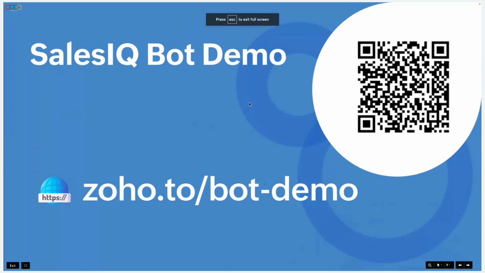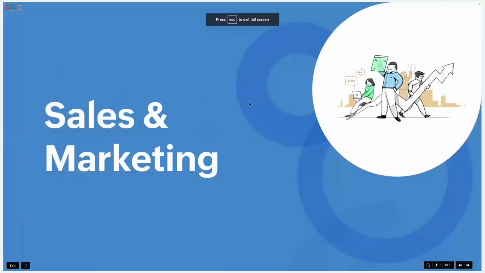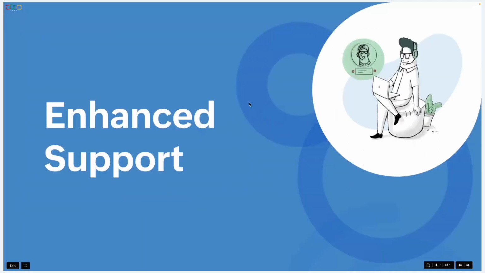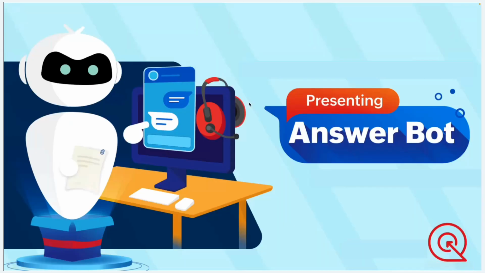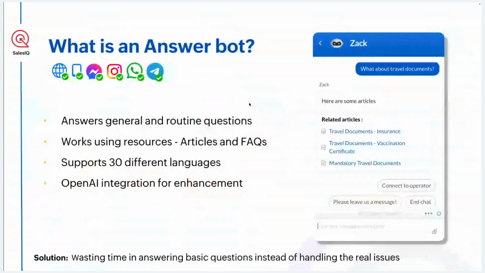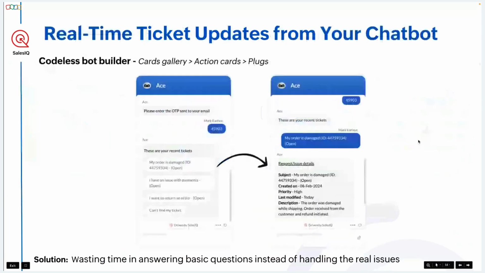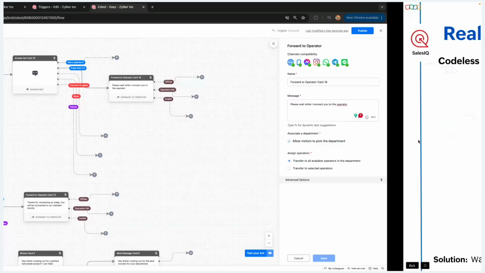All right, so this is the card gallery. When it comes to sales and marketing, we talked about the prospects with criteria routed to provide enhanced support. We have AnswerBot, of course. So these are the resources: article, FAQ, small talks, and systems. Yes, now it's time to talk about real-time ticket updates from the chatbot.